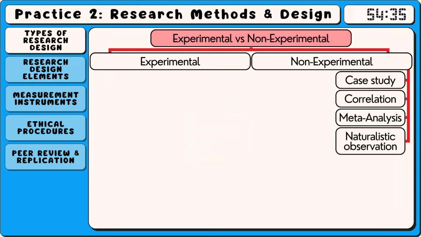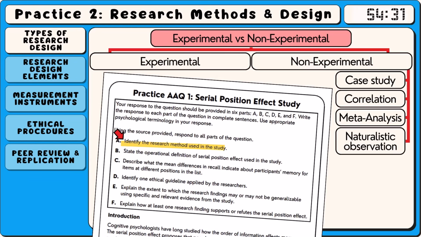Okay, so those are all the research designs that you could see in the exam. Remember, for Part A of the AAQ, you will need to identify whether the study is an experimental design or one of the 4 non-experimental designs.